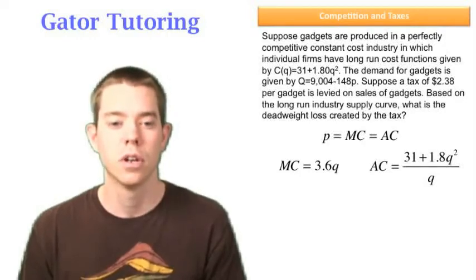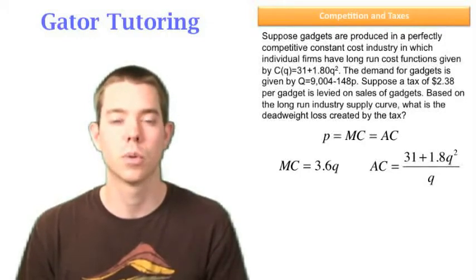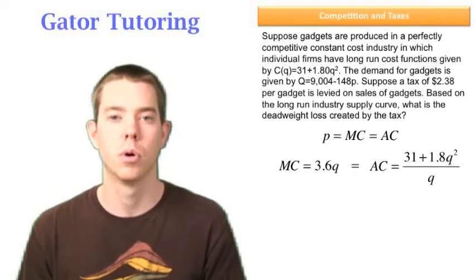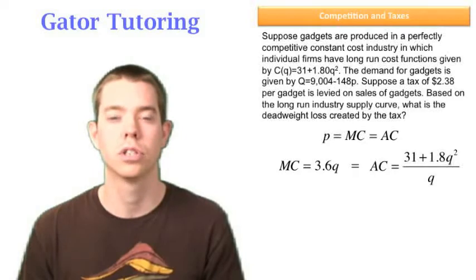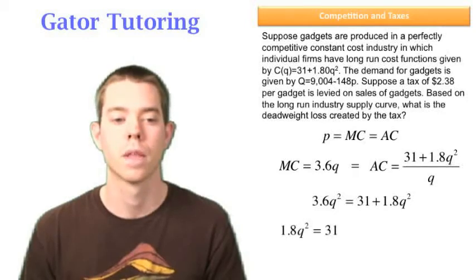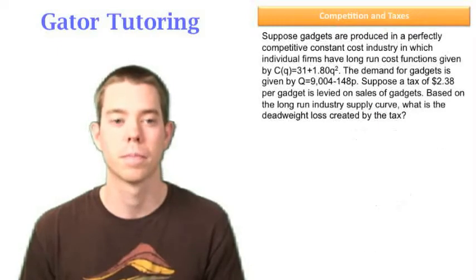In this case, 31 doesn't have a Q with it, so we don't want to go ahead and divide through everything by Q because it's going to make it a little nastier. Instead, we want to go ahead and equate those right off the bat, and now we can multiply each side by Q to get rid of it on the right side. So we do that, and the left side becomes 3.6 Q squared, and now on the right side, we've gotten rid of that Q in the denominator. And now we can solve for Q. We do this, and we see that Q squared is 17.222, so Q is equal to 4.15.